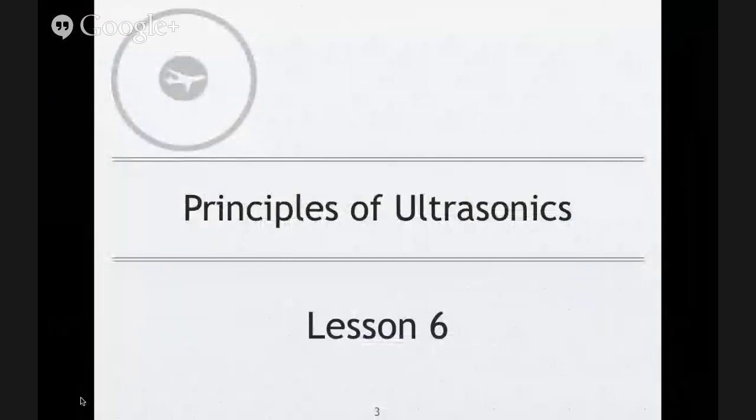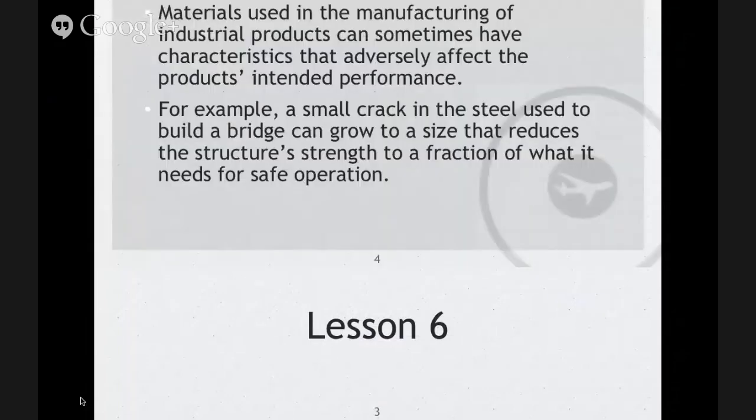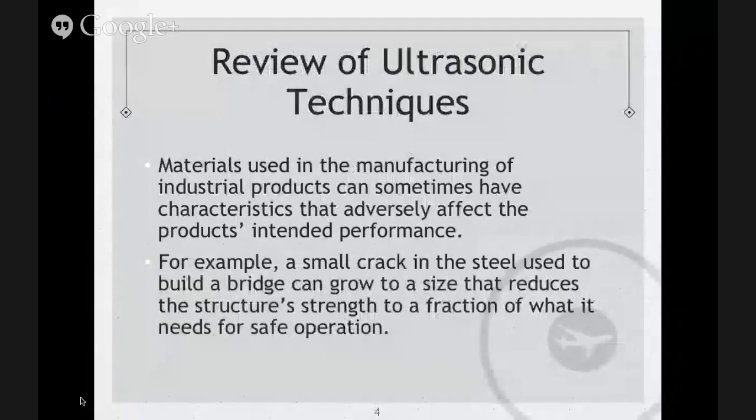So lesson 6, right? That's what we're gonna do today, chapter 6. We're gonna review the ultrasonic techniques. Materials used in manufacturing of industrial products can sometimes have characteristics that adversely affect the product's intended performance. For example, a small crack in steel used to build a bridge can grow to a size that reduces the structure's strength to a fraction of what needs to be for safe operation.